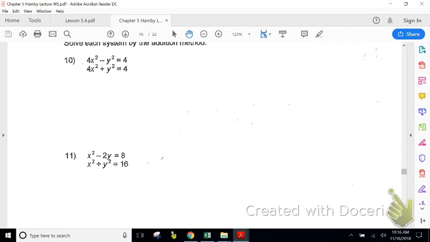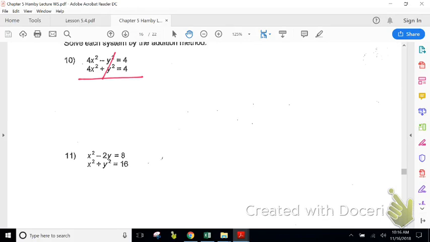All right, now we're going to switch to the addition method. Remember, it's the same as elimination. So for that one, we need to pick a variable we're going to eliminate. Do we want to get rid of the x squared or the y squared? The y squared, it's already set up for me, isn't it? So negative y squared plus y squared is going to cancel.